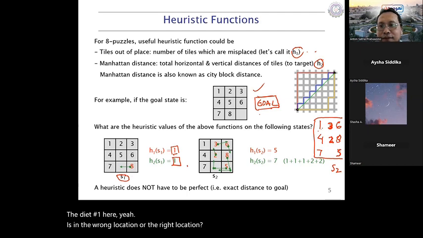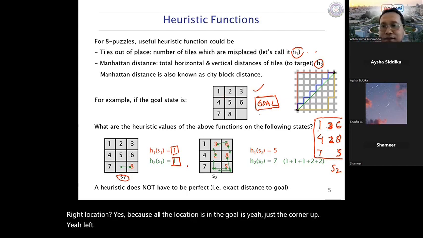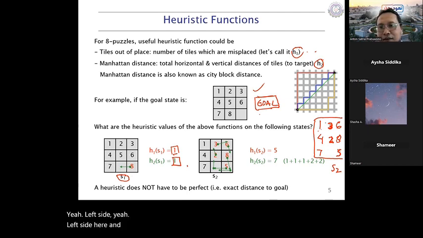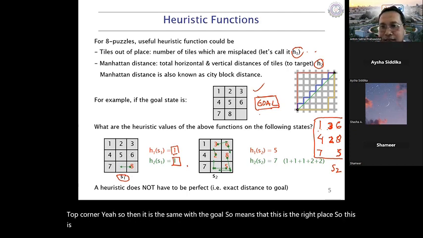Right location, yes, because the location in the goal is the top corner on the left side, exactly on the corner here. So it is the same as the goal, which means that this is the right place. So this is not misplaced, right?